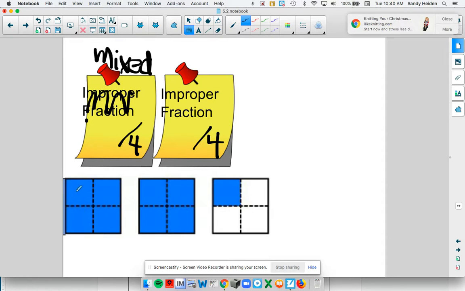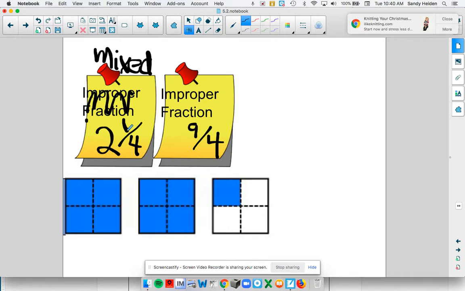Improper, count all the pieces. 1, 2, 3, 4, 5, 6, 7, 8, 9. 9 fourths. Mixed, how many full ones? 1, 2. Put a 2 in the front. And 1 part of 1. 2 and 1/4.